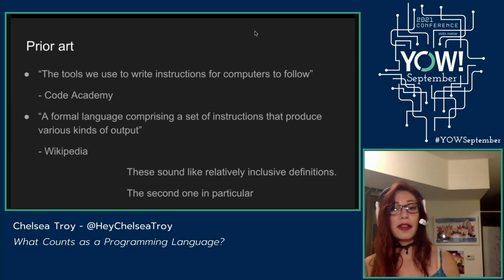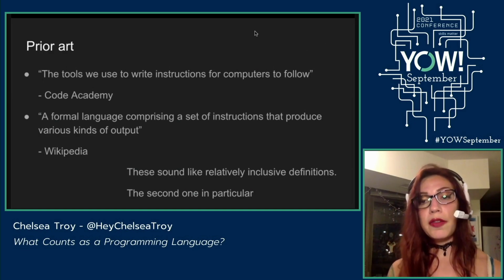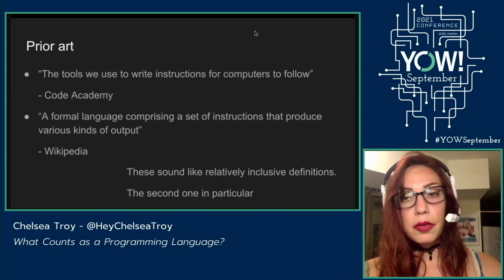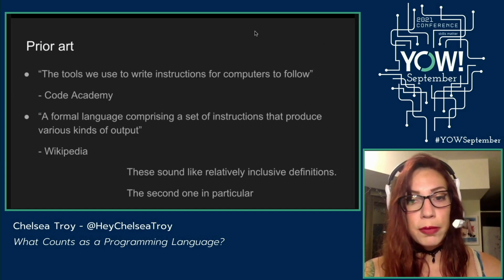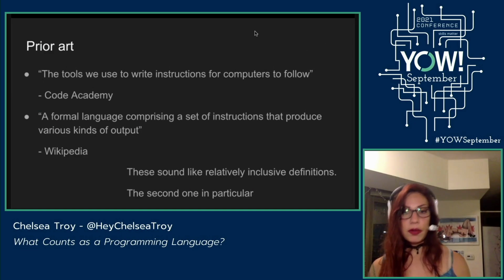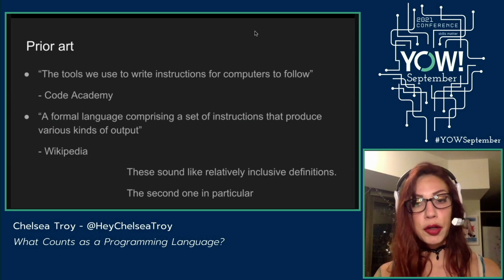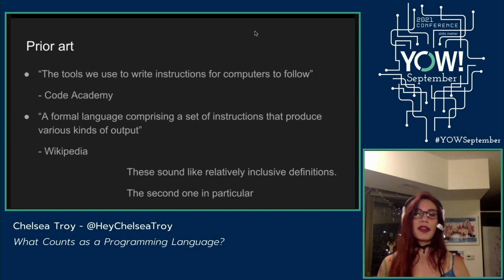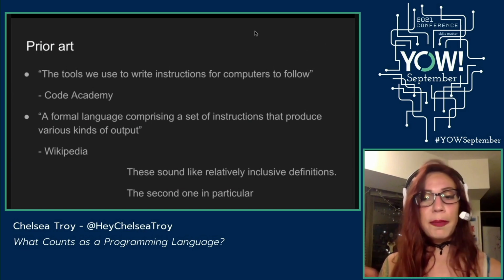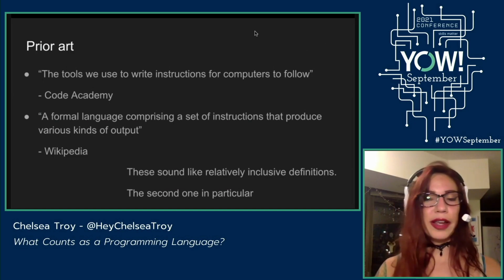So what you see here on this slide are some of the most inclusive answers that I found among the results of that search. For example, according to Codecademy, a programming language comprises the tools we use to write instructions for computers to follow. We have a similar definition from Wikipedia. A programming language is a formal language comprising a set of instructions that produce various kinds of output. Now, these both sound like fairly inclusive definitions, right? Especially the latter one. It includes almost anything. That can include even natural languages.